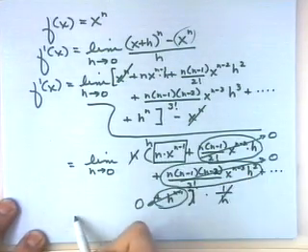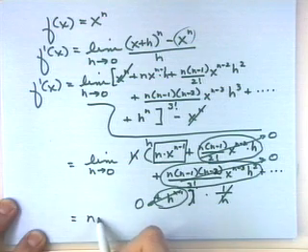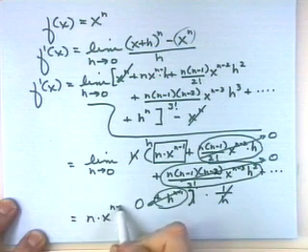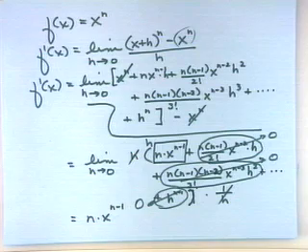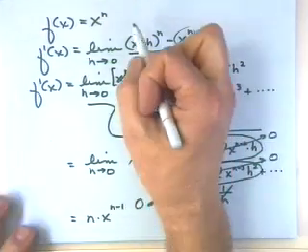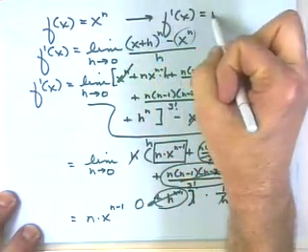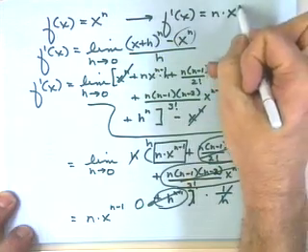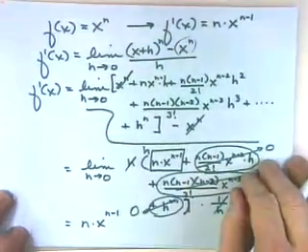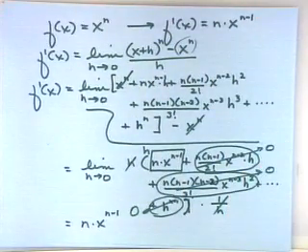But these all disappear because they have an h in them. And we're left with what? N x to the n minus 1. And isn't that what we wanted? For the derivative of x to the n, we wanted the derivative to be exponent times same variable to 1 degree less. Now, so far, that works with what kind of numbers? Positive integers. It only works with positive integers.